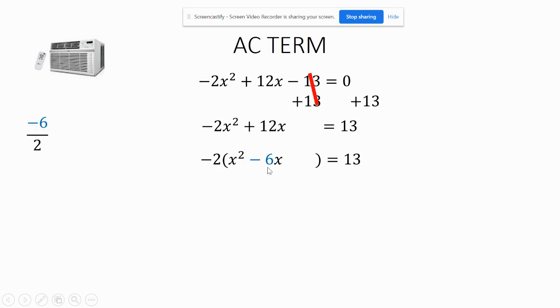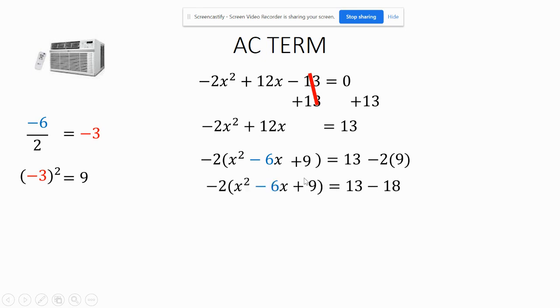Take the minus 6 and divide it by 2, which is going to be our negative 3. Remember, I'm going to square the negative 3, always, which is a plus 9. So that's negative 3 times negative 3, not negative 9. So I add the 9 here, but when I add a 9 here, I'm really taking negative 2 times 9. So I need to add a negative 2 times 9 here. All right. Well, negative 2 times 9 is negative 18.